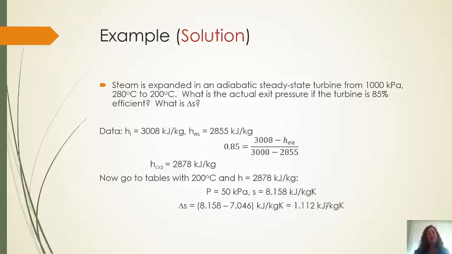In the next module, we're going to be putting these together to build a power plant, so using multiple ones of these simple processes in combination to build a cycle.